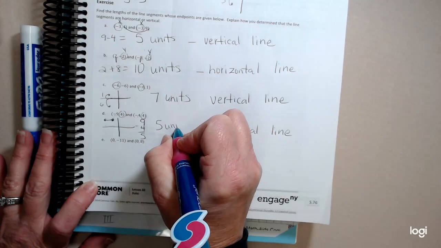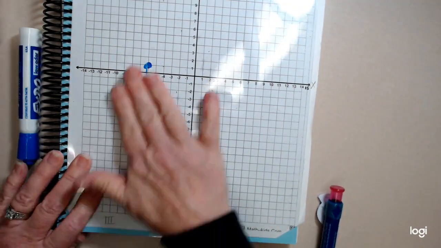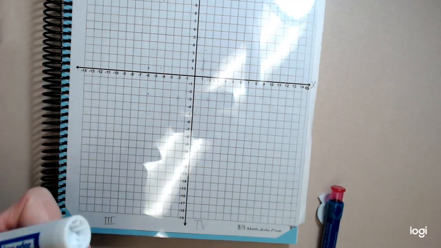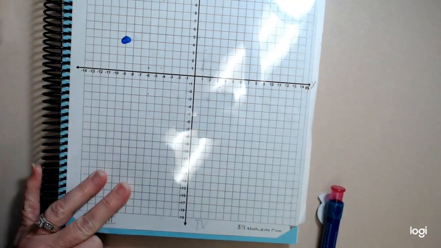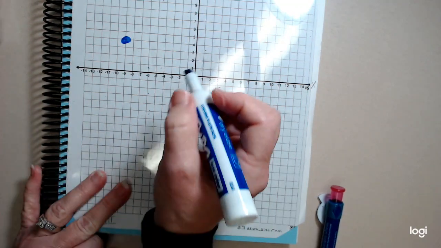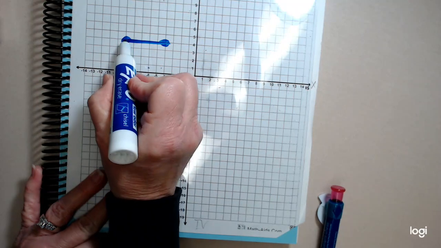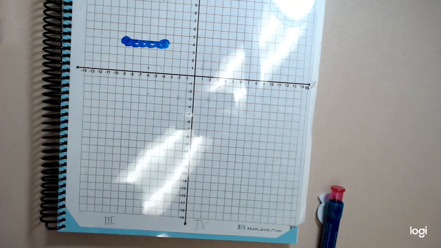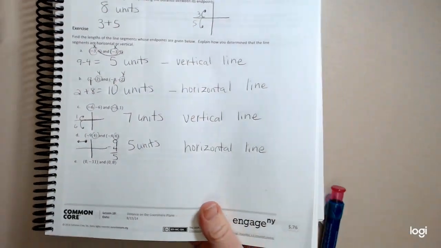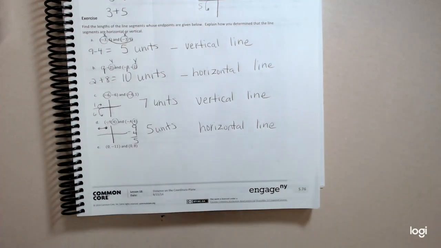Let's see if Mrs. Houck's correct. So let's go back to our paper. The 2 points were (-9, +4) and (-4, +4). All right, how far apart are those? 1, 2, 3, 4, 5. I was correct. Okay, go ahead and see if you can solve this one for me, the last one. Pause your video and check to see if you were able to solve this.